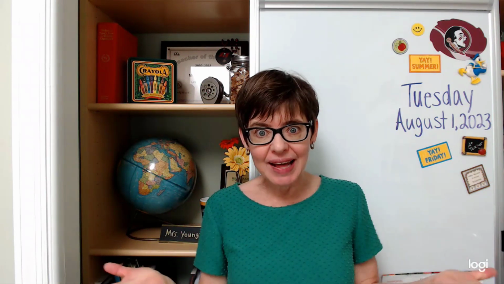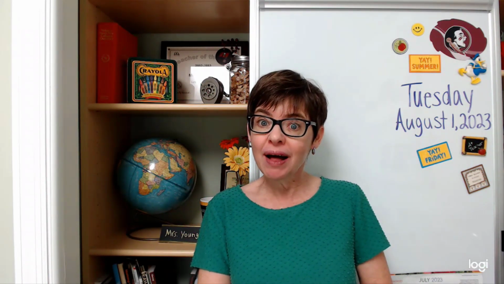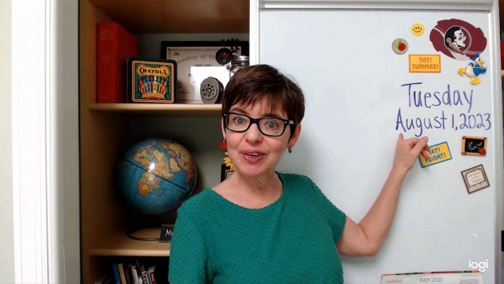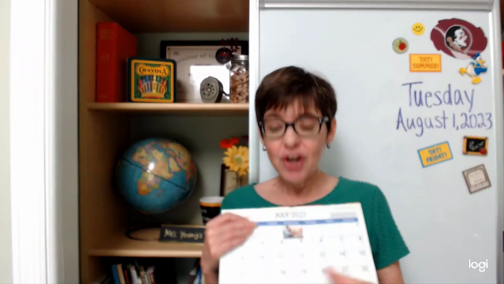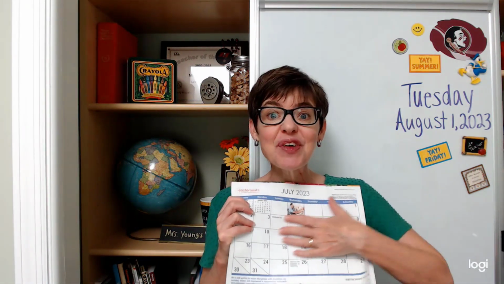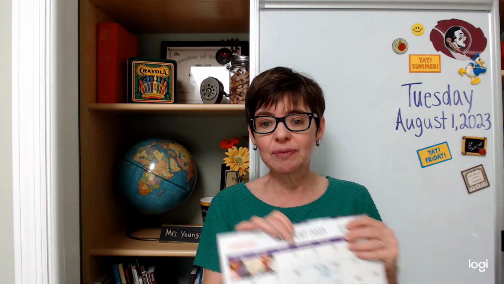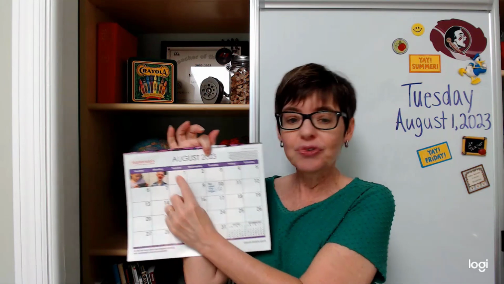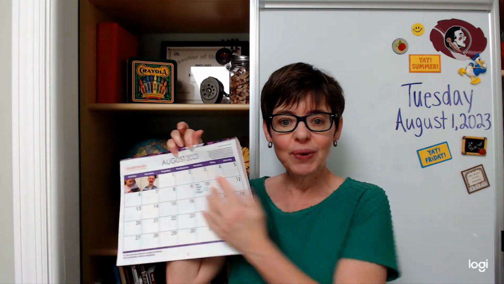Well, guess what? Today is the first day of a new month. Today is Tuesday, August 1st in the year 2023. So when we look at our calendar, we see that the month of July is finished. July is finished, so we can flip the page because today we're beginning a new month. Tuesday, August 1st in the year 2023.